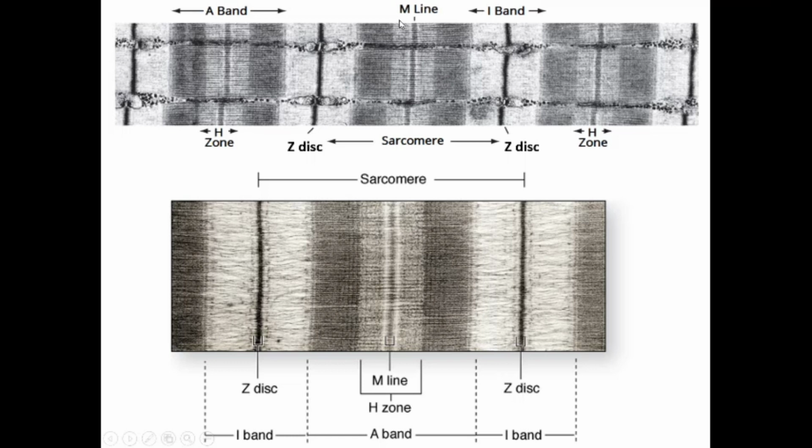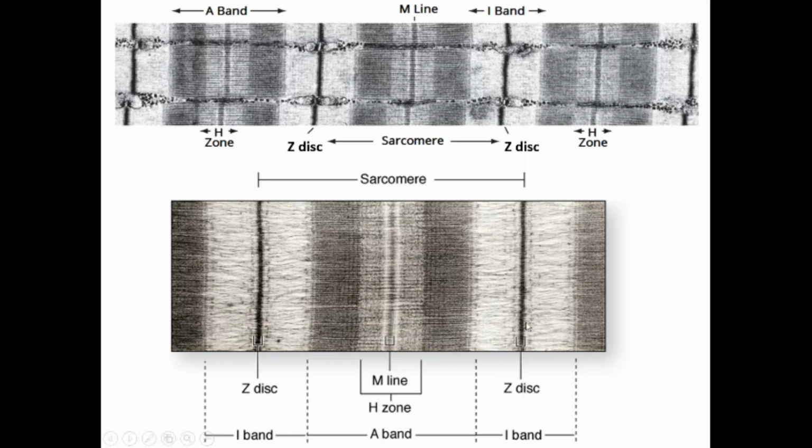With more magnification, you can see that the A band also has a light area in the middle. This bright area is called the H zone, from the German word hell, meaning bright, lighter part. And in the middle of the H zone we have another dark line called the M line, from the word Mitte, meaning in the middle of the A band.